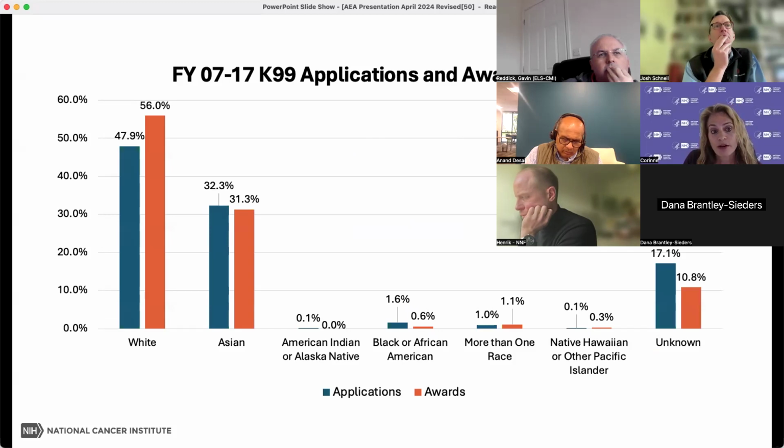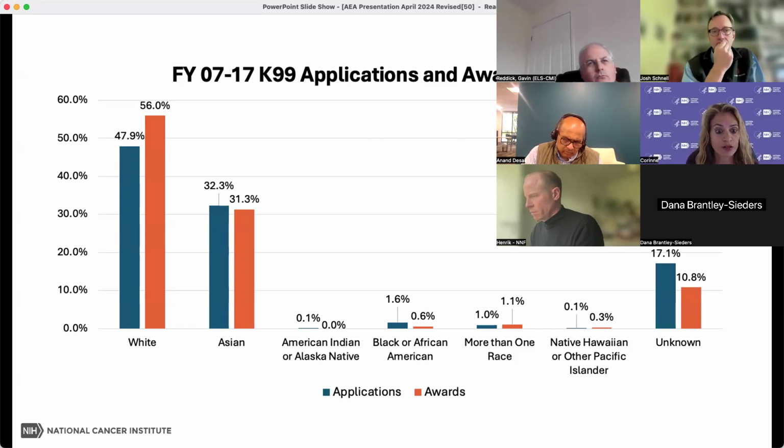And also by race, whereas we really need to increase the numbers of racial applicants that we get, we see that what we do have by race, they are successful. So we see that this award works for everybody, and that's a great result. Next slide, please.